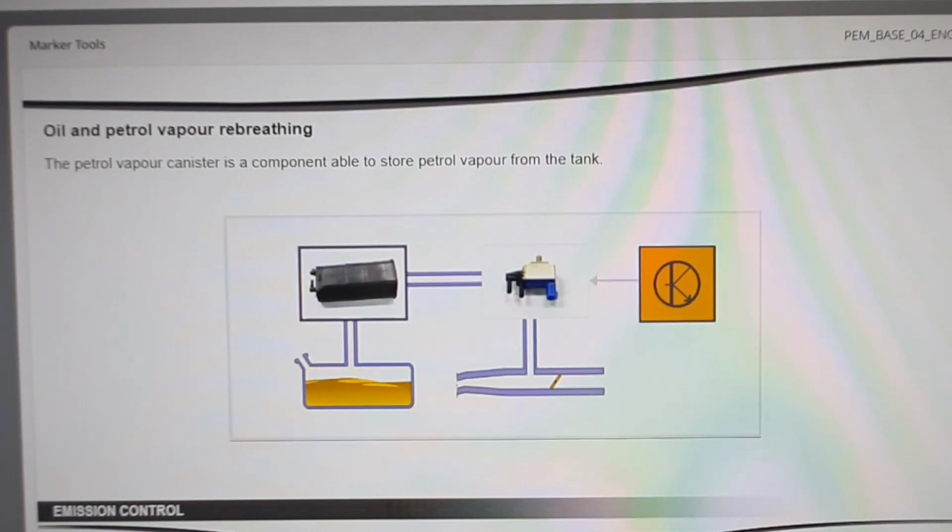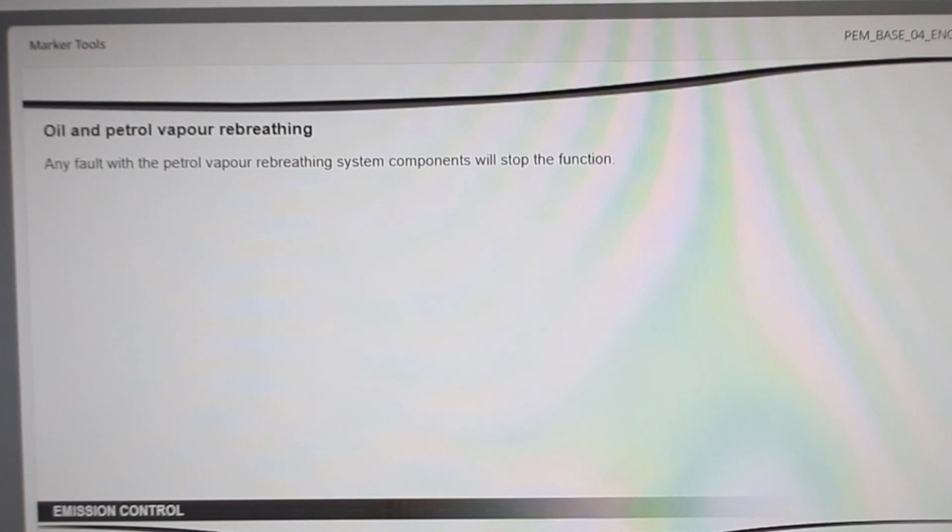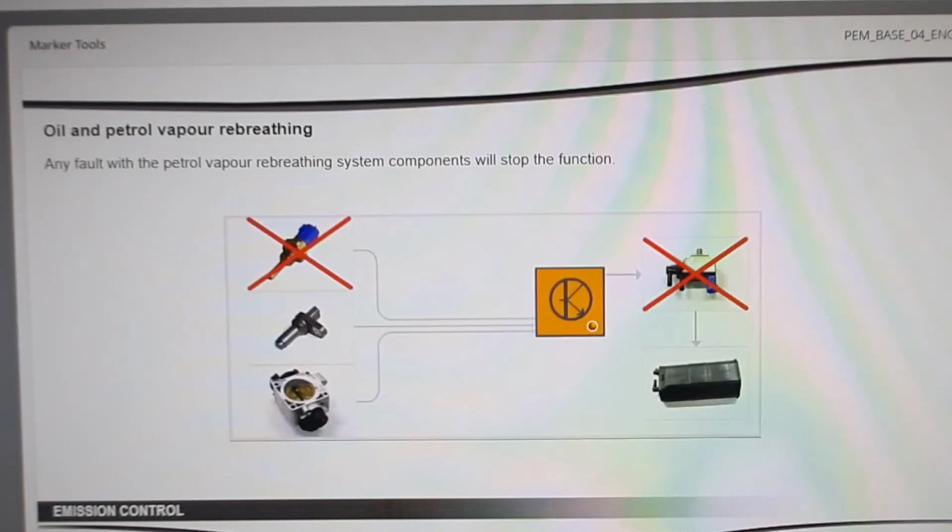The petrol vapor canister is a component able to store petrol vapor from the tank. The petrol vapor canister uses activated charcoal that acts as a petrol vapor sponge. Click on the canister to see the system in operation. Any fault with the petrol vapor rebreathing system components will stop the function.